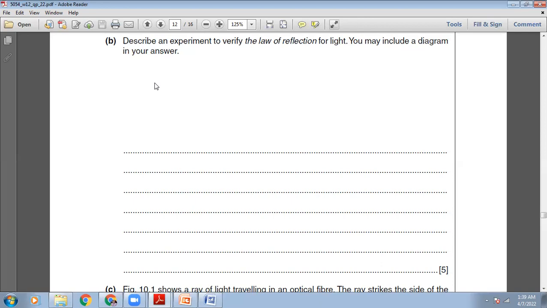Then with the help of a protractor, I will measure the angle of incidence, that is, the angle between the incident ray and the normal. And I will measure the angle of reflection, that is the angle between the reflected ray and the normal. So I will find that the angle of incidence is equal to the angle of reflection, and that is the law of reflection of light.